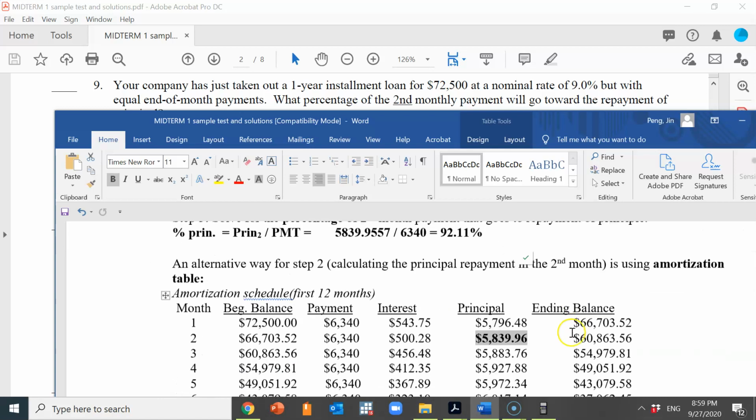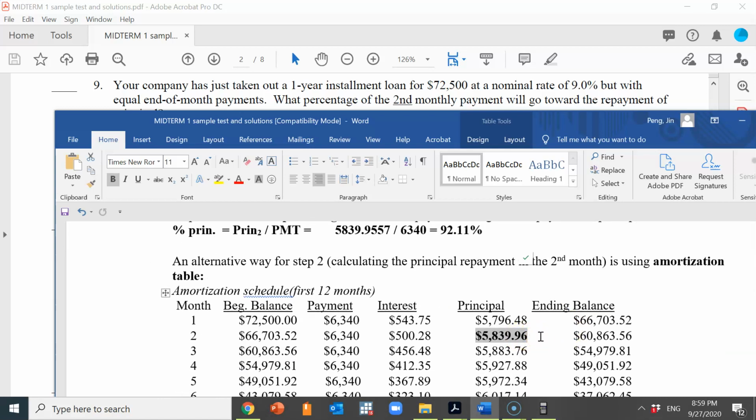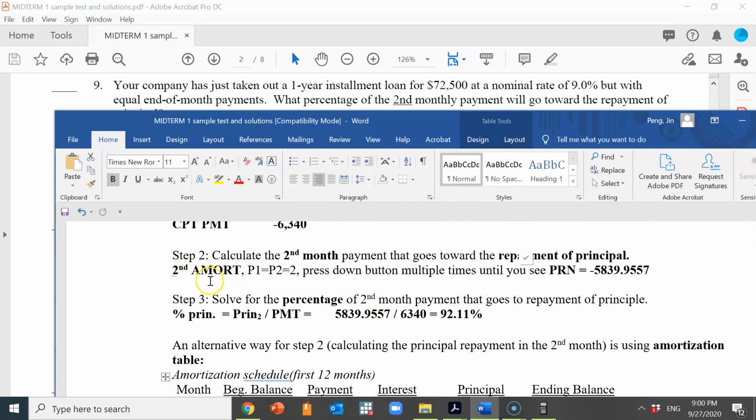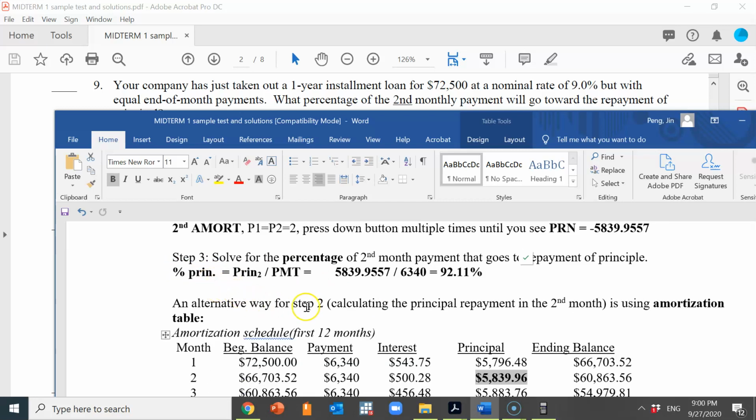You could refer to our chapter 5 and 6 class 4 notes for how to construct an amortization table or how to use the amortization table function in the financial calculator.